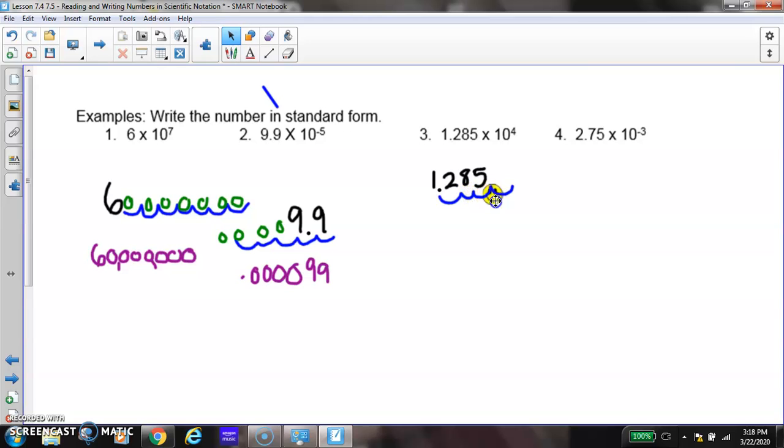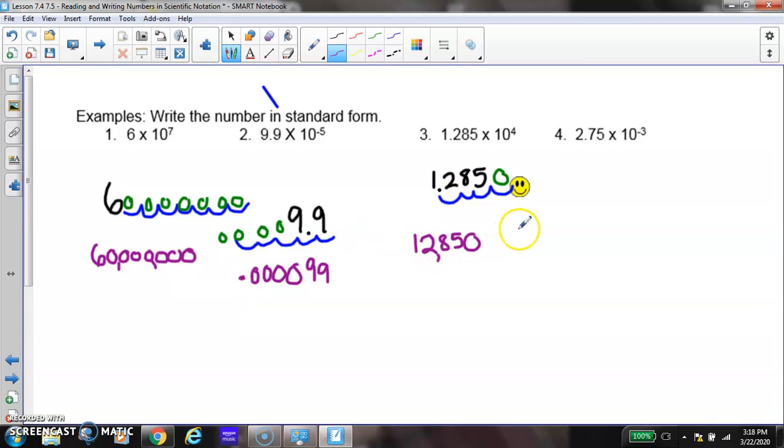1, 2, 3, 4 to hold that place. I'm going to put the 0 in for that missing bump. And then finally, I'm going to write my final answer without the decimal point at the end because I'm dealing with a large number. If you left it, it's okay, but you definitely want to make sure for these smaller numbers that you're putting it in the front. But your final answer is going to be 12,850. Let's do one more.